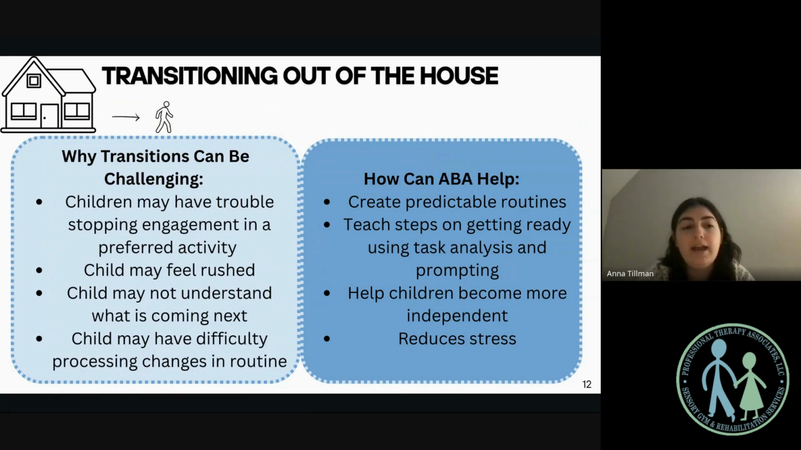Children may have trouble stopping engagement in a preferred activity. A child may feel rushed. A child may not understand what's coming next. A child may have difficulty processing changes in routine. So ABA gives us tools to break this down and support success. We help to create predictable routines, teach steps on getting ready using task analysis and prompting, and this all ultimately helps children become more independent and reduce stress.